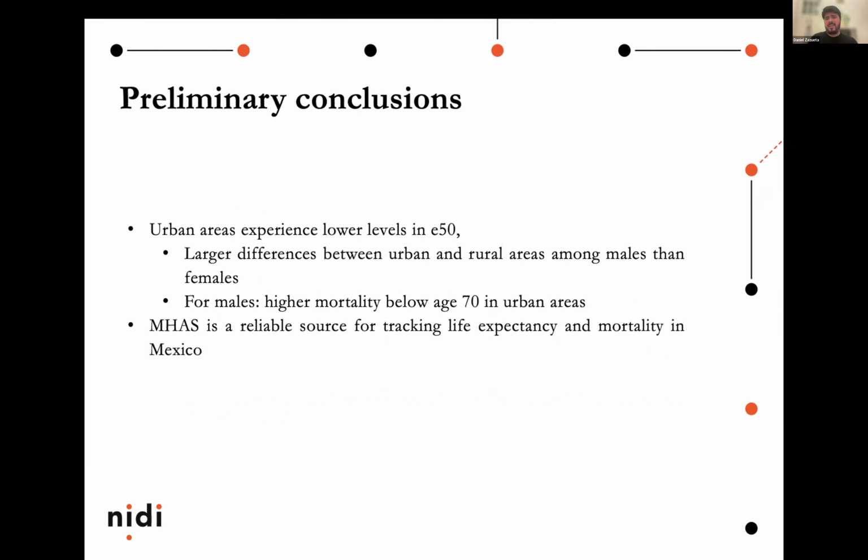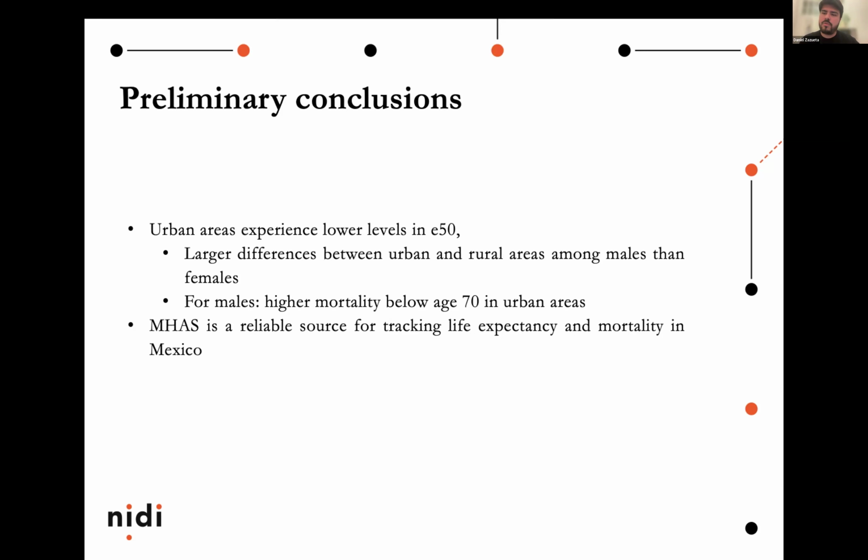So the preliminary conclusions that we have now are that these differences are much larger for males, and maybe occupation and agriculture, or the differences in lifetime occupation, might be one of the factors driving these differences. And the other one that is also important is that MHAS is a reliable source for tracking life expectancy and mortality in Mexico, and has one very important feature that other statistics in Mexico don't have. That is that we don't suffer from the numerator-denominator bias, no?